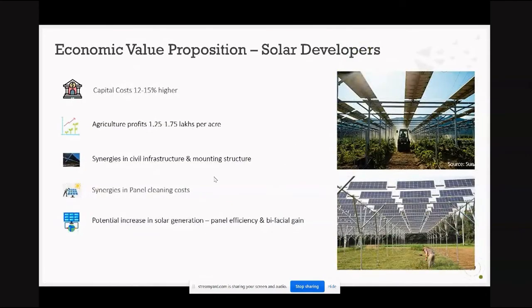So if you look at what the possible economic value proposition could be for solar developers, we're talking about capital costs, and we're talking again, in the context that you do this right. So you could have heavy structures, but then you could have the good ones. So you have capital costs that are probably about 12 to 15% higher. You can have agricultural profits in the range of 1.25 to 1.75 lakhs per acre. You have synergies in civil infrastructure, mounting structure, synergies in panel cleaning costs, and then a potential increase in solar generation as well because of the reduced temperatures leading to panel efficiency and the bifacial gain because of the better, more suited geometry of the panels here. All this can add up to a 3 to 4% higher return on equity for solar developers.